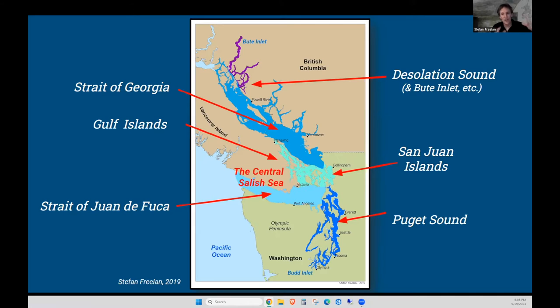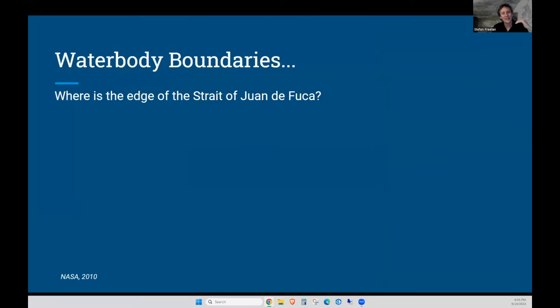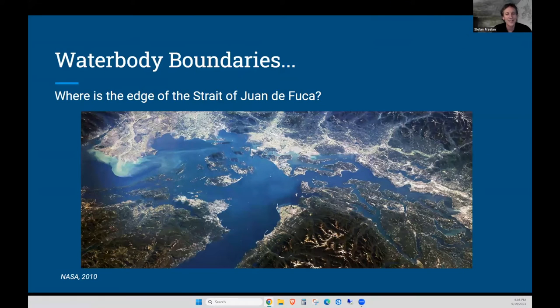So geographers, cartographers, we like to put these lines in the map of saying, well, this is the Strait of Juan de Fuca, this is the Strait of Georgia. It's a little bit hard to see that when you're actually out there in a boat. So here, this is a satellite image of the Strait of Juan de Fuca coming into Whidbey Island there. A perfect shot for the Sno-Isle Library's audience.